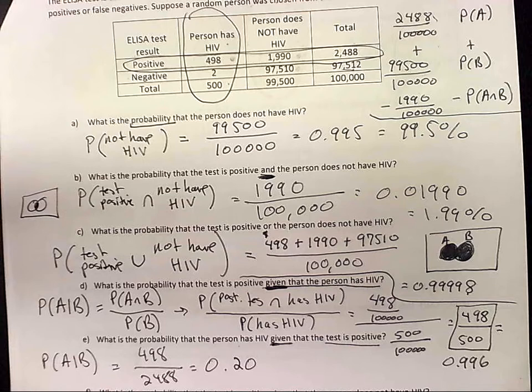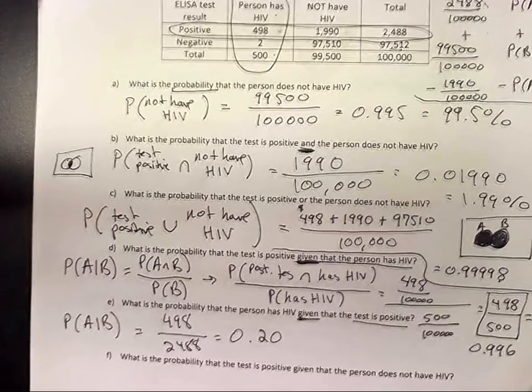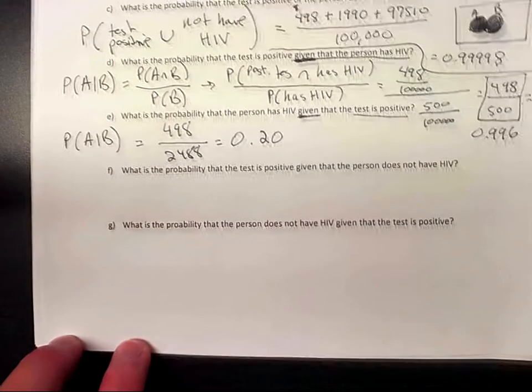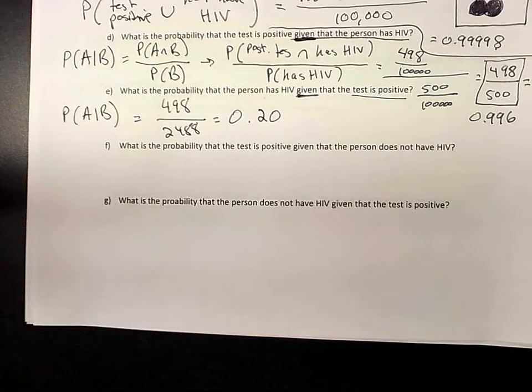So what is the probability that the person has HIV given that the test comes back positive? No, so what's that saying? It's saying that if you only focus on the people whose test came back positive, then of those people, 20% of them are going to have AIDS, right? Which seems like a low percentage.